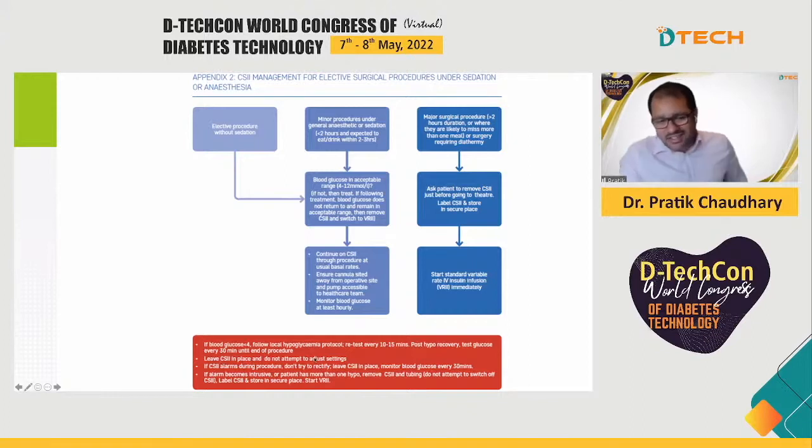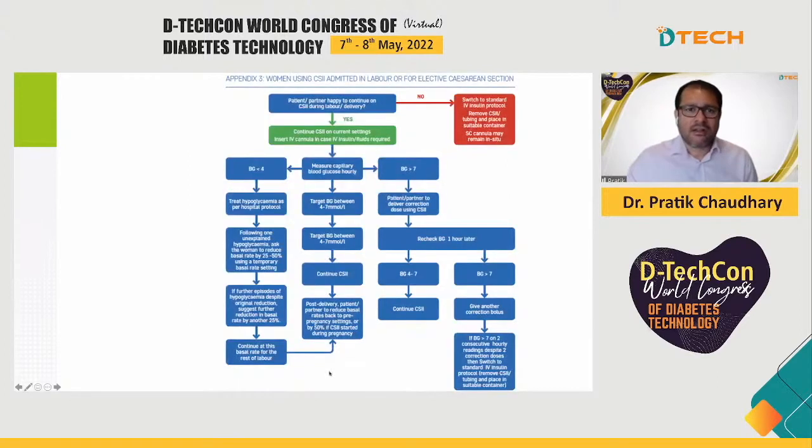This is mainly a pathway for anesthetists, that you can put in your OT, in your theaters, for anesthetists to follow if someone on a pump comes in to a hospital. If the pump alarms during the procedure, don't try to adjust it. Just keep a close eye on the blood glucose in the OT. And if the alarm is intrusive, then you can take the pump off and store it in a safe place.